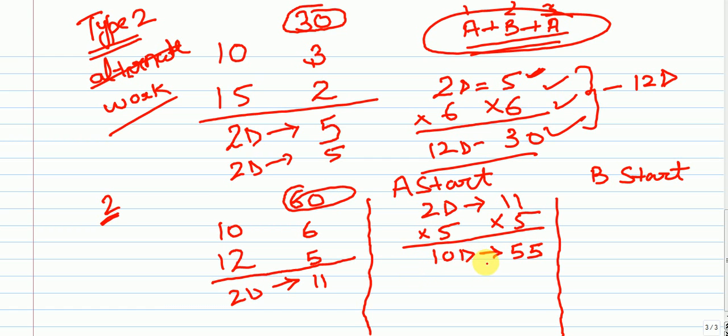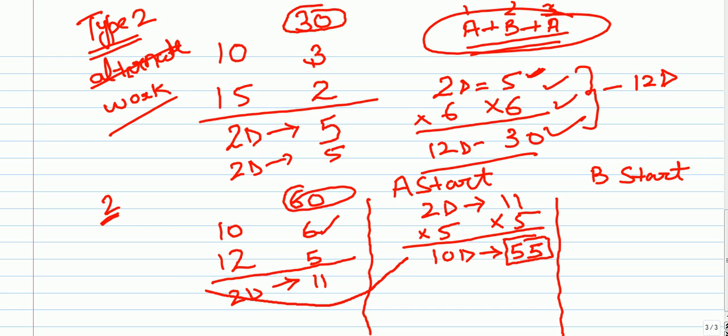After that, it is the turn of A, who will complete 6 units in one day. But how much work is left? Total work is 60, 55 already completed. How much is left? Only 5 units are left.